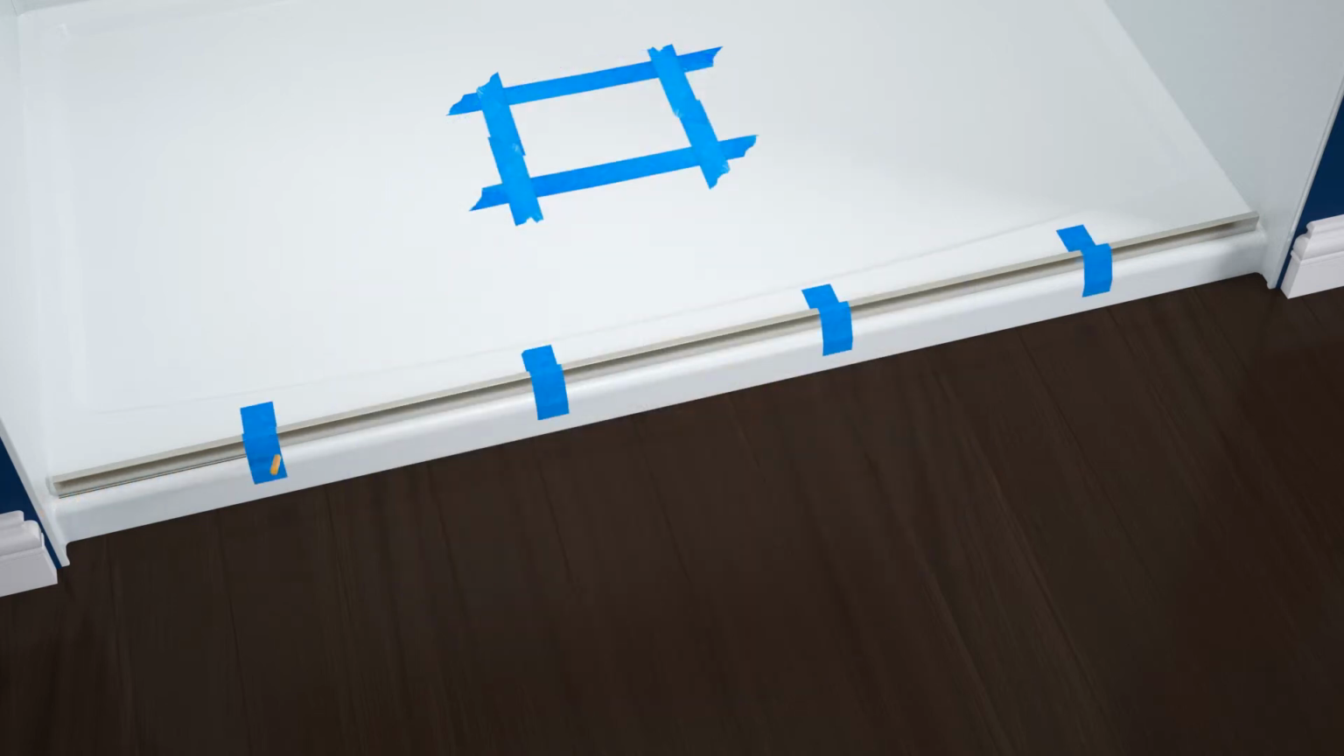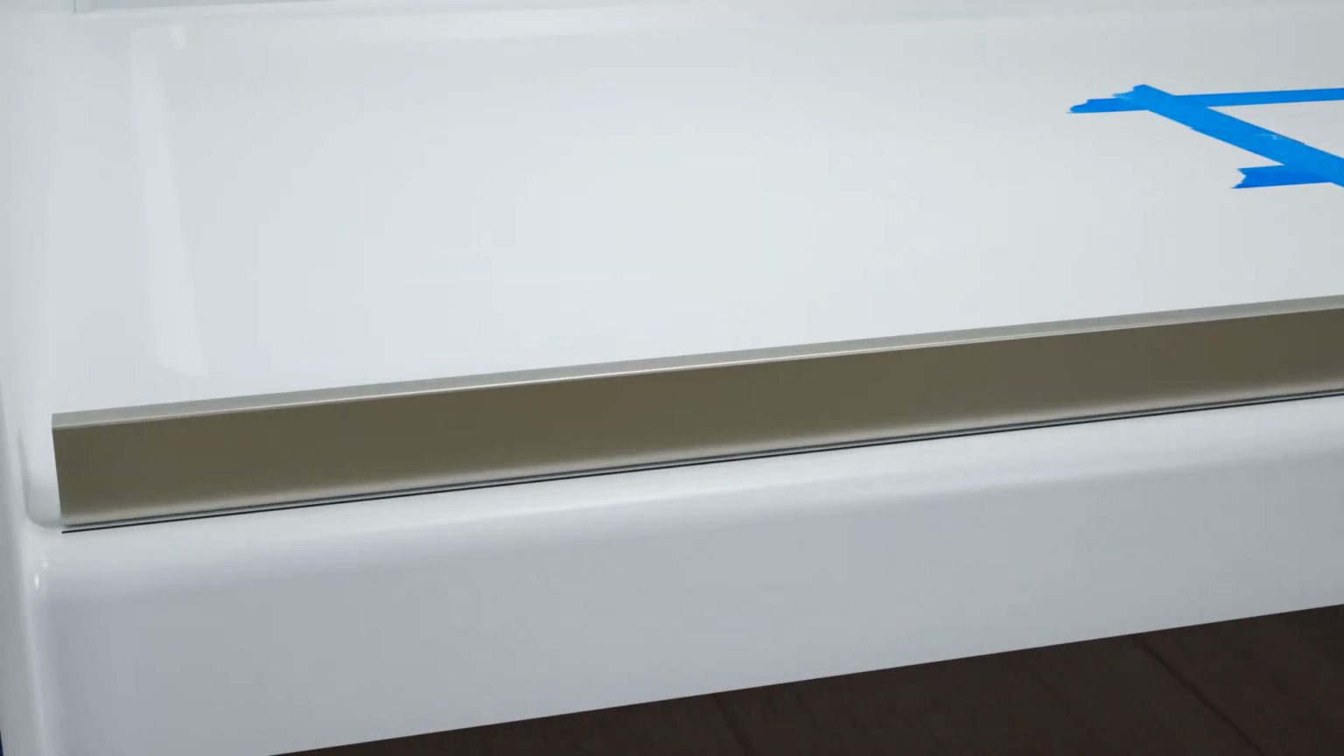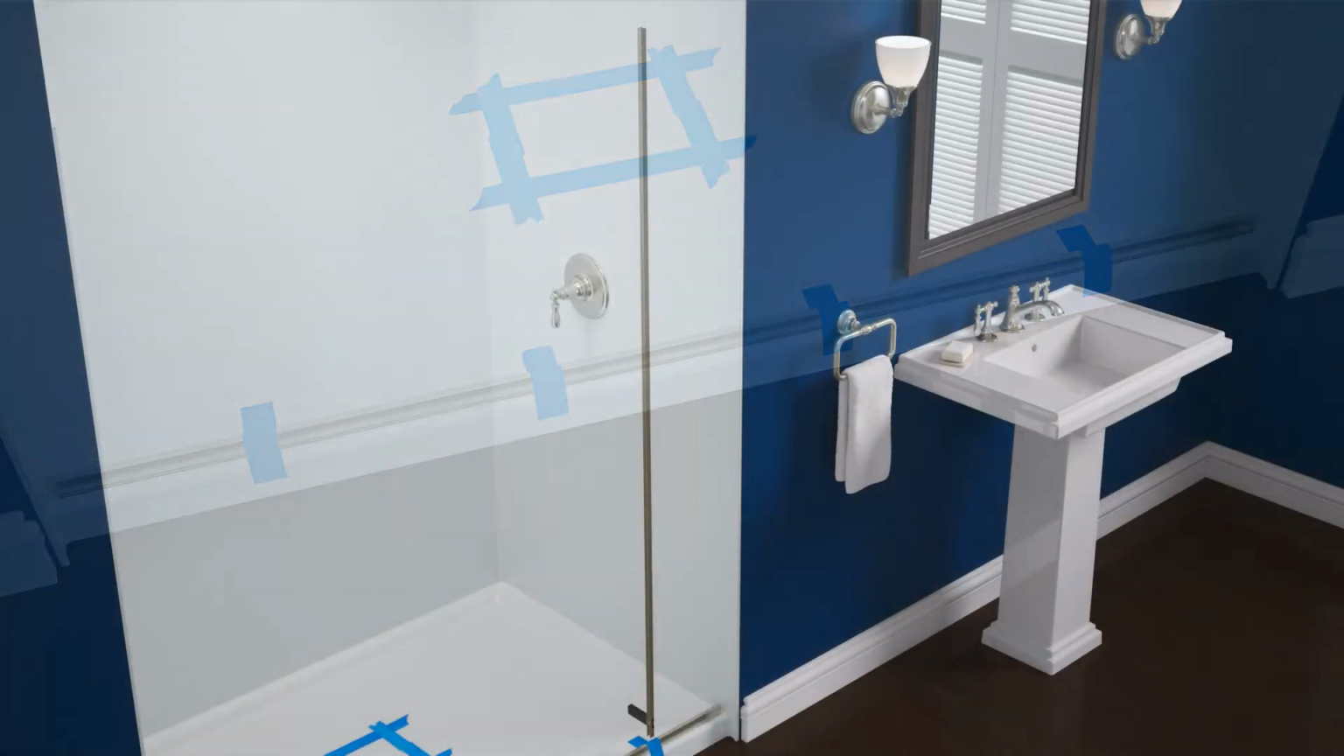Tape the threshold in place. Use a pencil to mark the location of the threshold. Remove the tape and apply 100% silicone sealant to the groove in the bottom of the threshold. Realign the threshold on the mark, then tape the threshold in place.